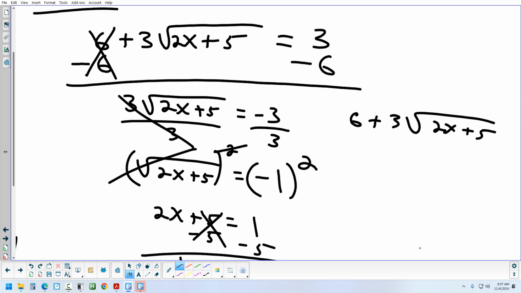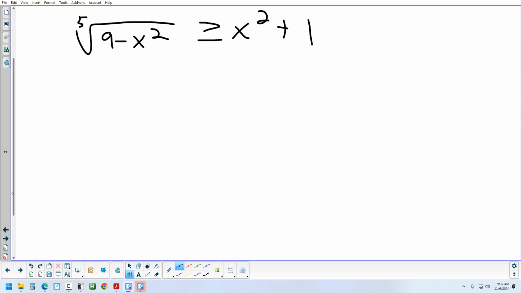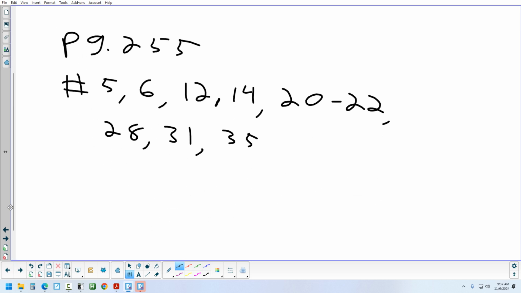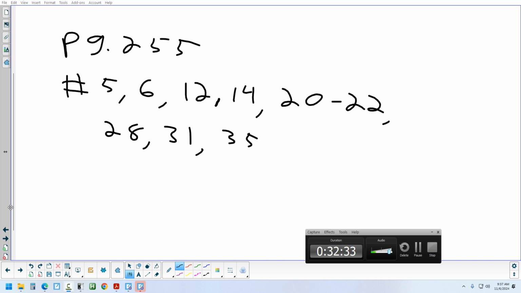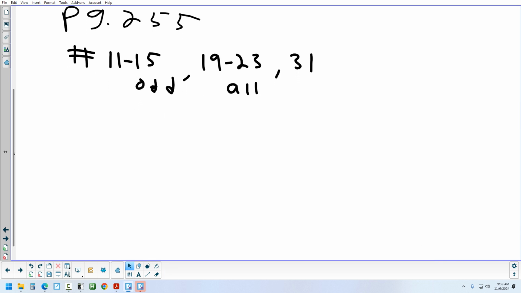All right, so let's see, solve graphically. Yeah, we've done that one. Okay, so let me adjust the homework. Okay, so that's the homework for tonight. On page 255, 11 to 15 odd, 19 through 23 all, and 31. Okay, and you've got just under 20 minutes. So please use a little bit of that time to try to get going on it.